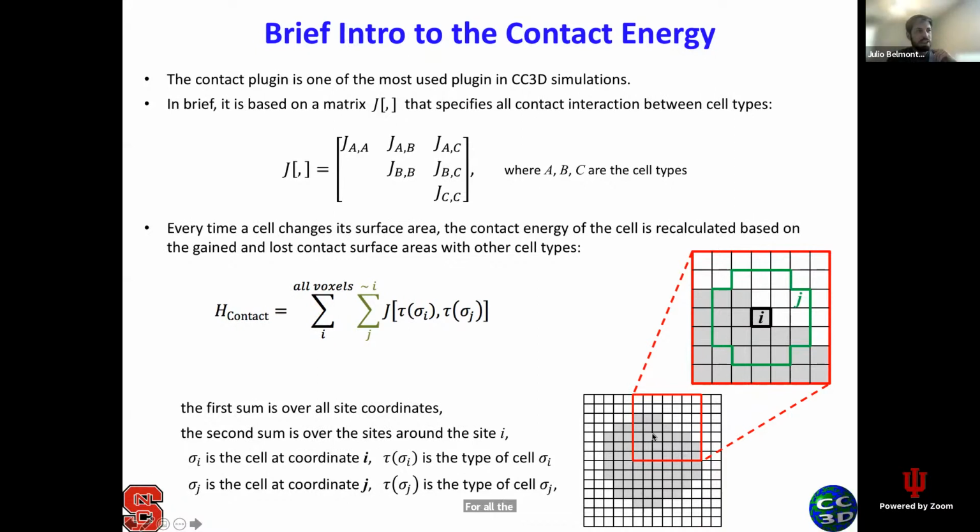So of course, if you pick a lattice site that's right in the middle of the cell, once you go to the neighborhood of that lattice site, you will not encounter any different cell. So in this case, the summation does not make sense. So usually this contact energy only happens at the periphery of the cell, or 1 or 2 lattice site layers from its boundary. Okay.